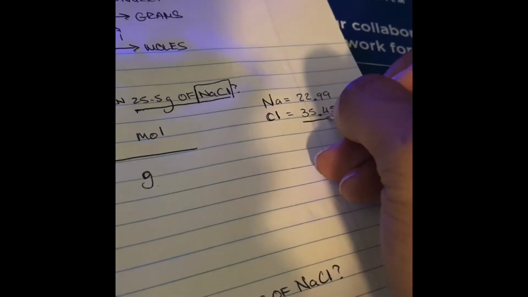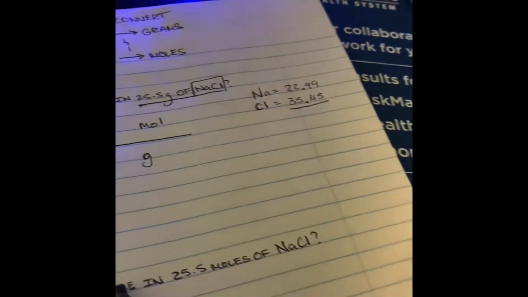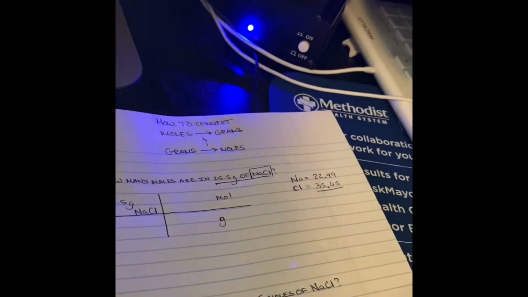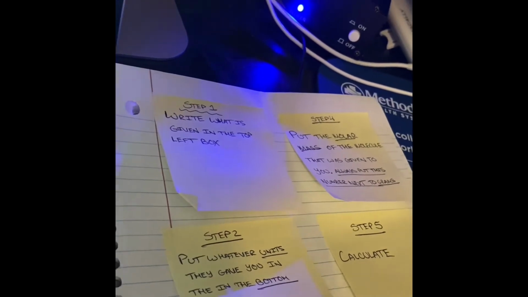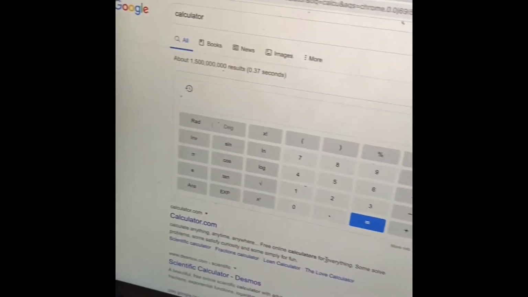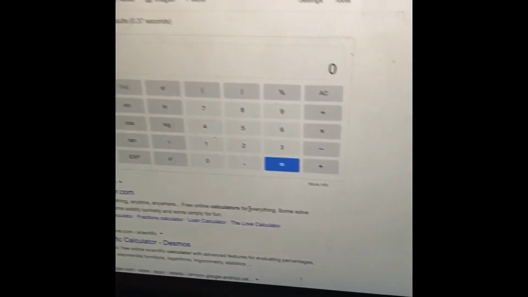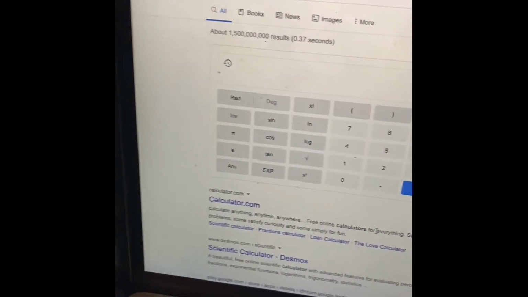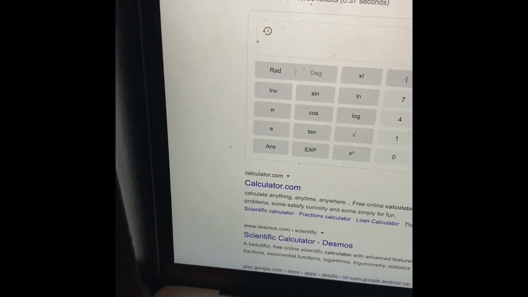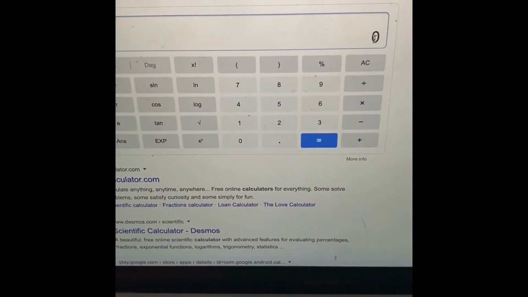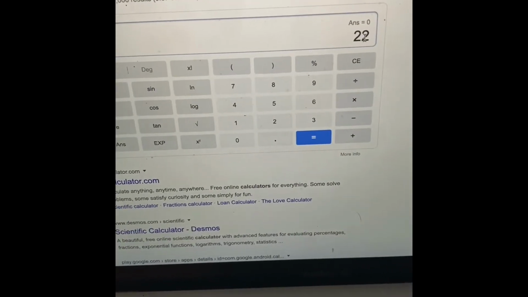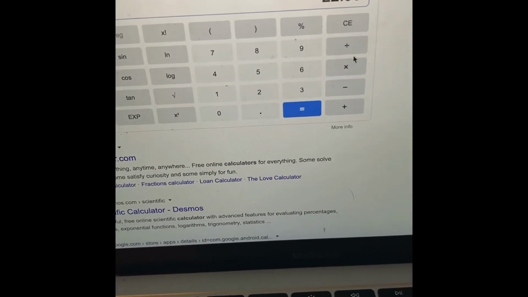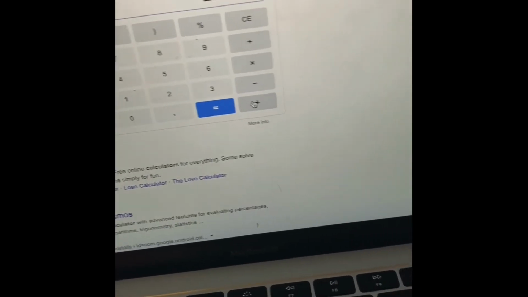And then we're going to add these numbers together. Now, of course, I can do this in my head, but I'd much rather just use a calculator, as I assume that a lot of students are probably going to do that. And that is fine. So I have my calculator up here. So let's look at our numbers. Our numbers is 22.99. So let's type that in. Got to click on it. There we go. 22.99. We want to add, and our other number is 35.45. So we're gonna add that.